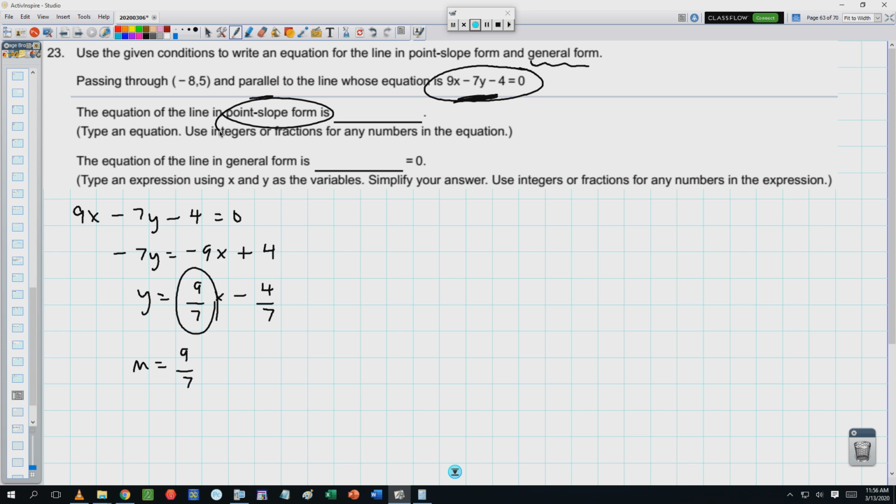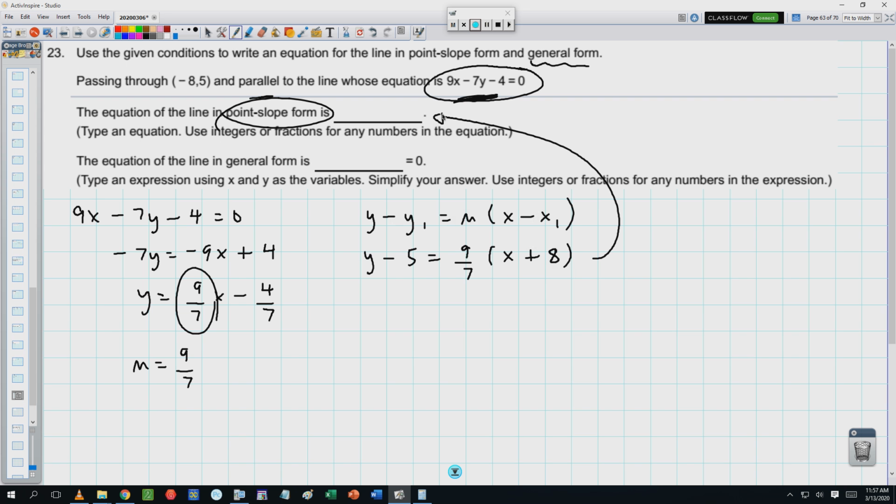Point slope form first. So y minus y1, slope times x minus x1. So y minus 5 is equal to 9/7 times x plus 8. So that would go in this first blank. The equation of the line in general form. So we just need to clean that up and make it look like this up here.